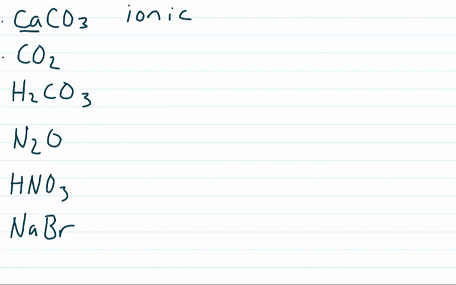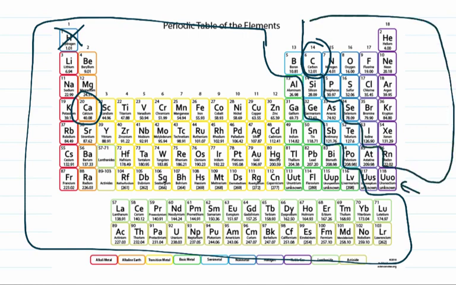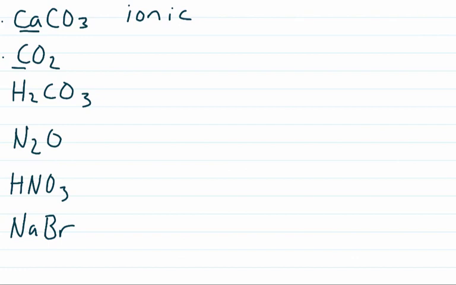Let's do the same for this one. Is the first one an H? No, so it's not acidic. Then let's see if this first letter, C, carbon, is a metal. Carbon is right here, which makes it a nonmetal. These ones in the middle of the lines I'm tracing are semi-metals, and we will avoid those for the most part in this class. These are nonmetals, and these are metals. Okay, so carbon is in the nonmetal section, which means that this is a nonmetal. Oxygen is also a nonmetal, which means that this is a molecular compound.